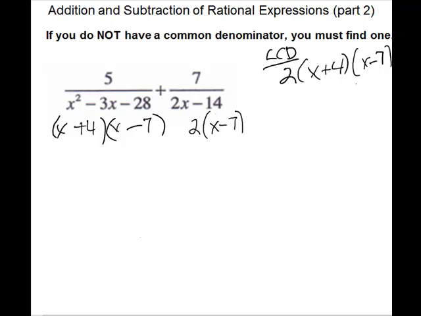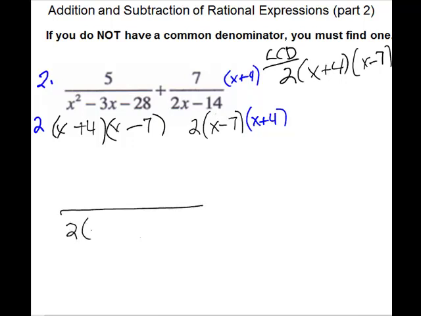Right, so for our first fraction, the piece that we're going to need to put on there is the 2. And for the second one, we're going to need to put the x plus 4 to get that common denominator. Right, now we will keep the common denominator. So a 2, an x plus 4, an x minus 7. Your order here doesn't matter for the x minus 7, x plus 4.